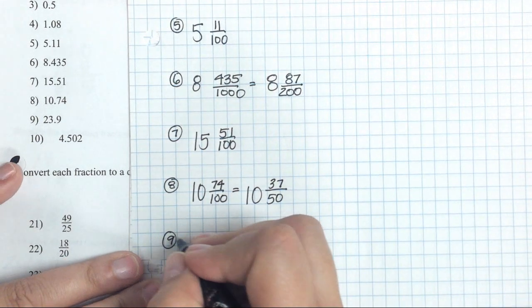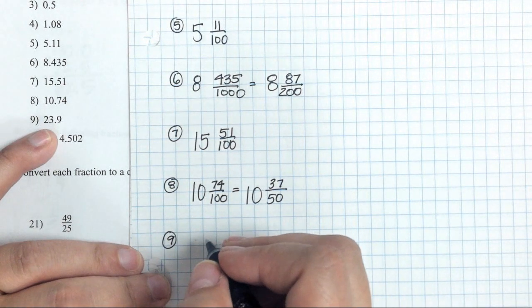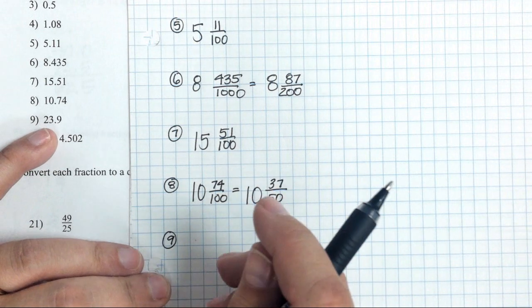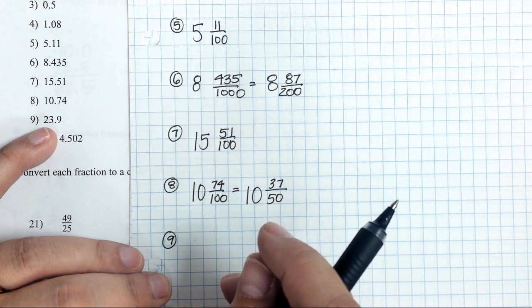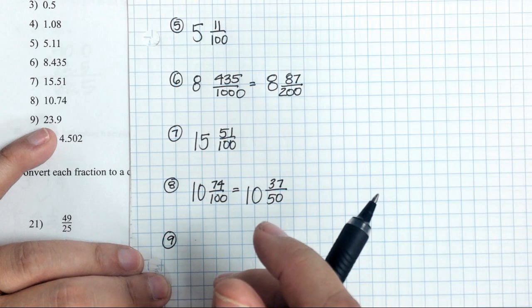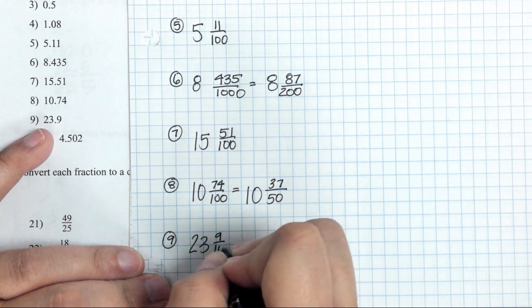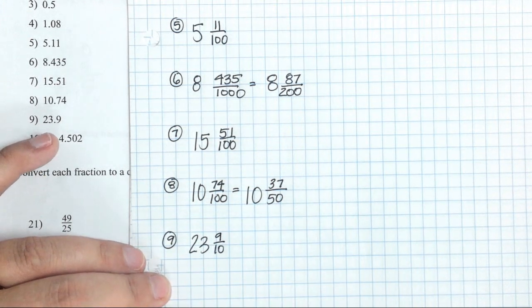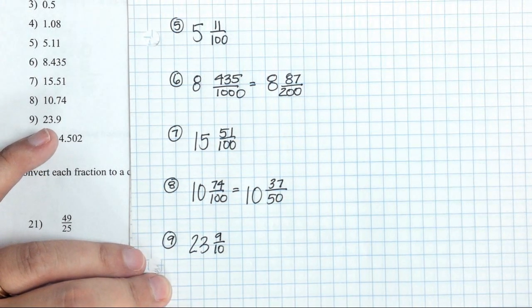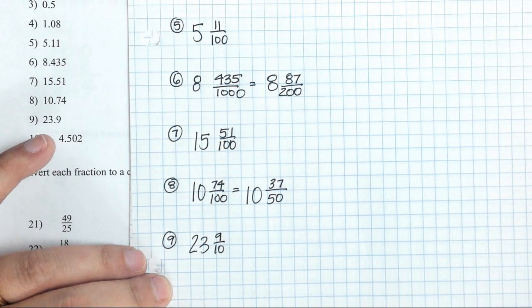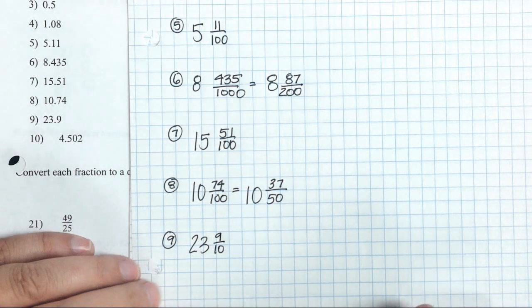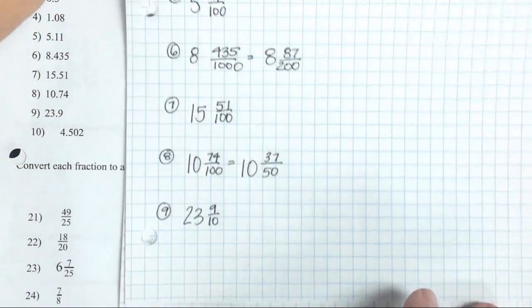All right, number 9. Somebody read that one for me. Miguel, read number 9. 23 and 9 tenths. Awesome. Can we simplify? No. How do we know we can't? Because they're one number apart. Bingo, they're one number apart. Absolutely. When they're one number apart, we're done.